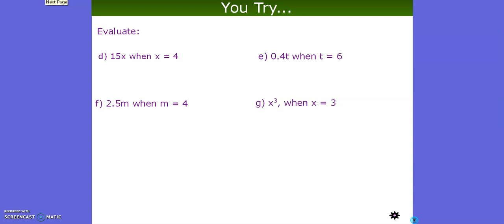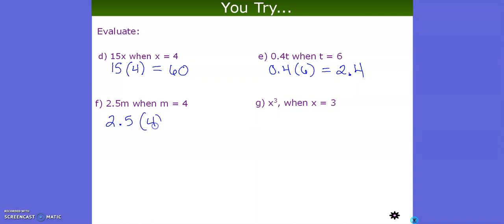Now that you've tried these examples, let's go ahead and see what the work looks like. So we're going to go ahead and 15x when x is 4. We're going to plug 4 in. And now we evaluate, which means complete the operation. So 15 times 4 is 60. Next, we have 0.4, or 4/10, times 6, which is 2.4, or 2 and 4/10. Next, we have 2.5, or 2 and 5/10, times 4. This gives you 10.